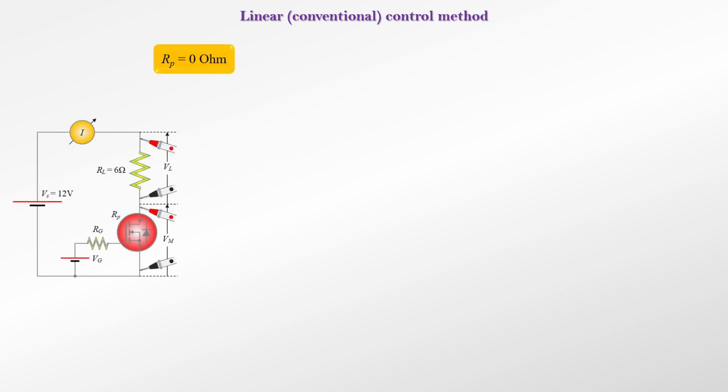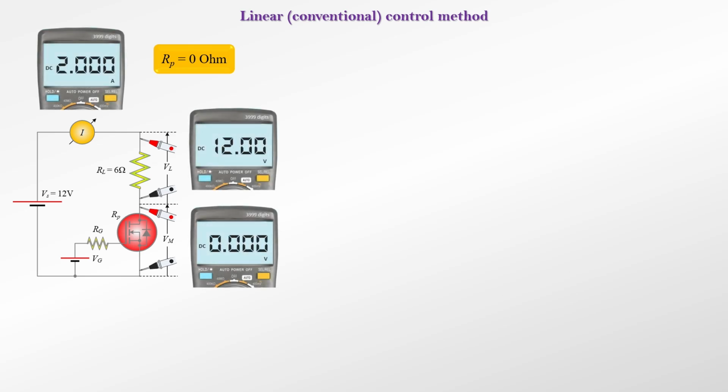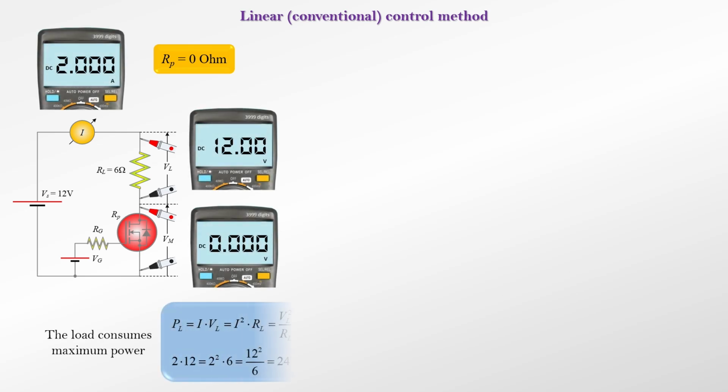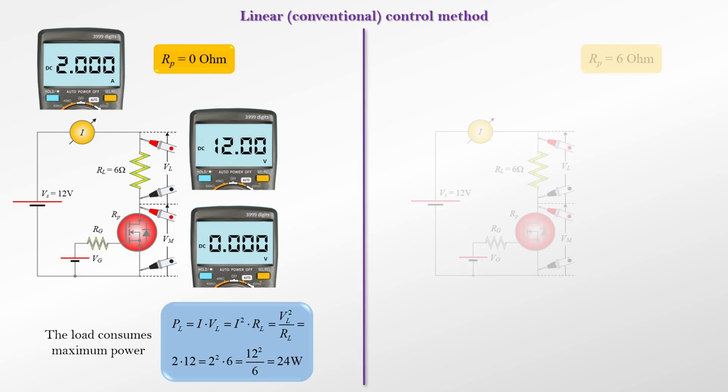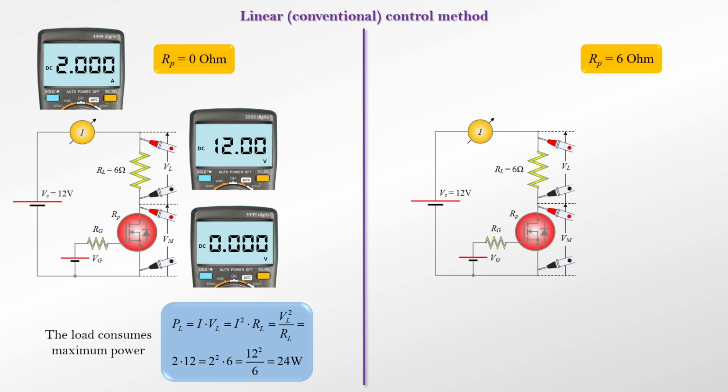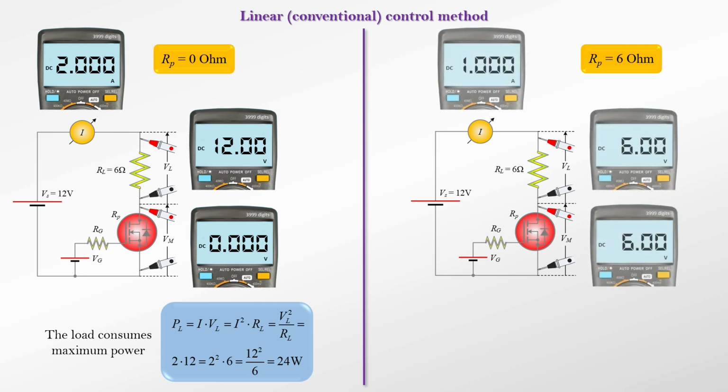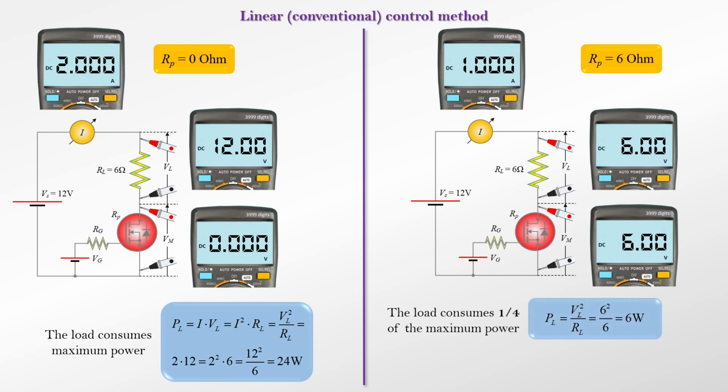When the MOSFET has zero internal resistance, the power delivered by the 12-volt DC source to the 6-ohm resistive load is at its maximum, and equal to 24 watts. By adjusting the MOSFET's internal resistance to 6 ohms, via the gate signal, the power delivered to the load drops to 25% of the maximum, or 6 watts.